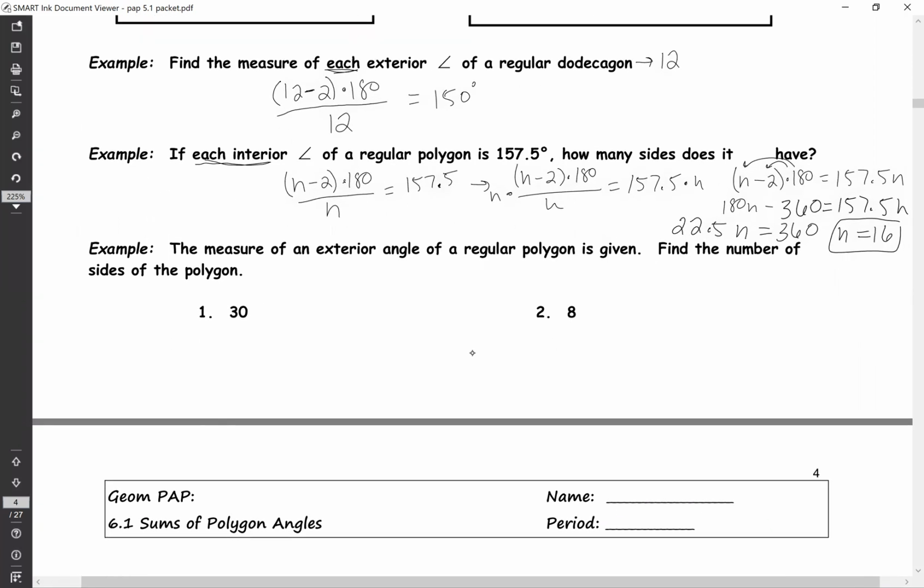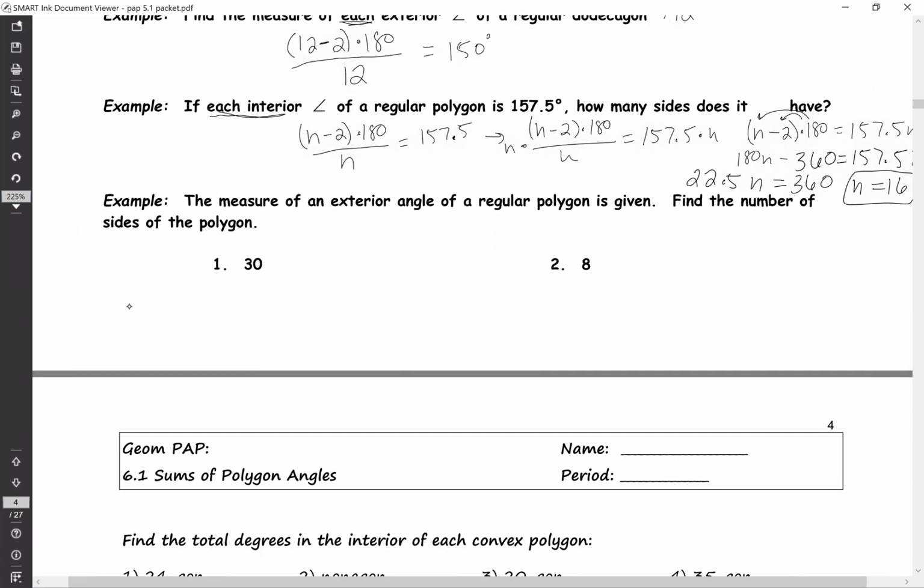So now here's the next one. It says, if the measure of an exterior angle of a polygon is given, find the number of sides of the polygon. So this is one exterior angle, and remember, one exterior angle is 360 divided by n. So we have 360 divided by n is equal to 30. Now we just do our algebra. Multiply by n on both sides, so 360 is 30n. Divide by 30 on both sides. 360 divided by 30 gives you 12. So the number of sides for this is 12.